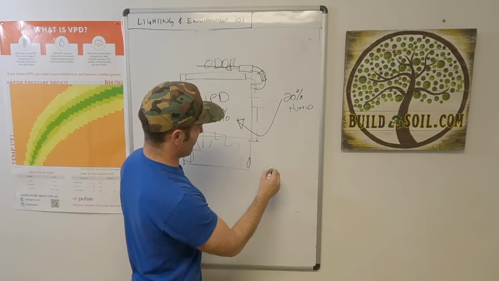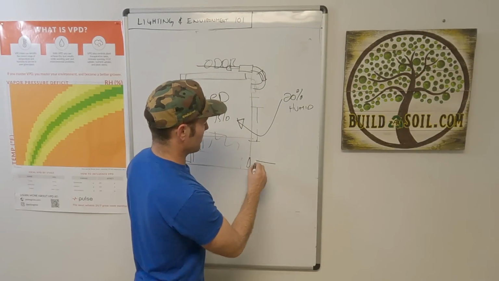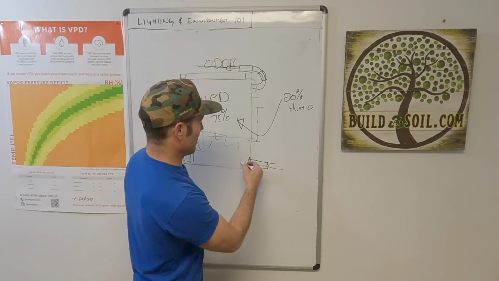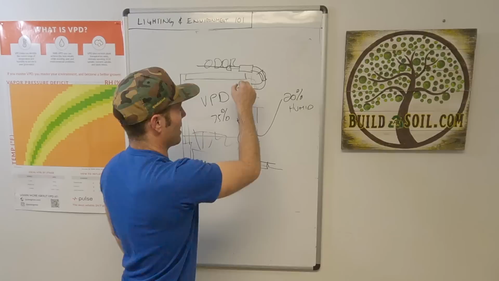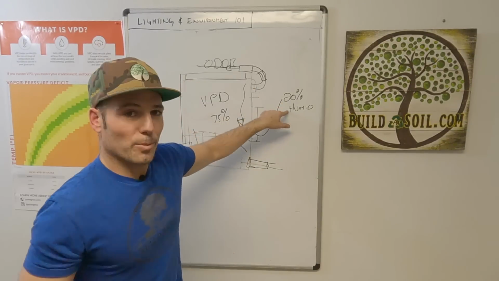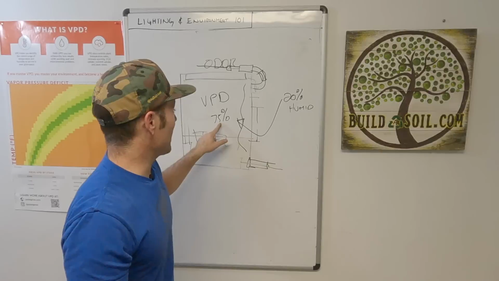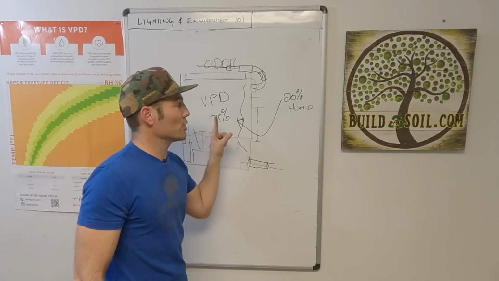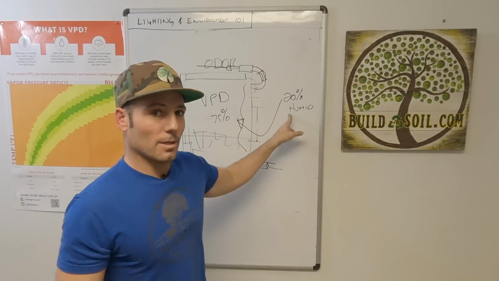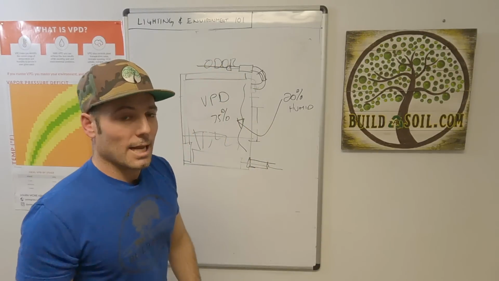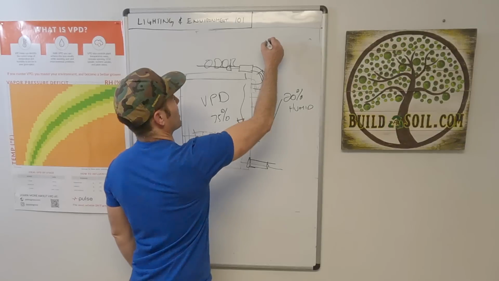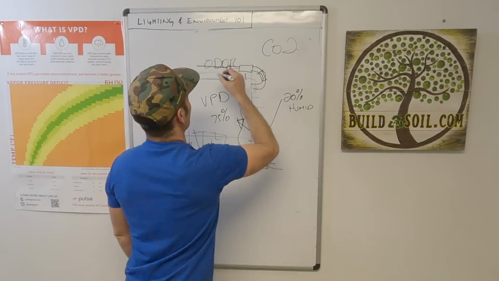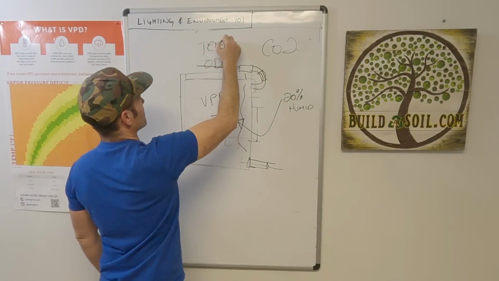Oftentimes I'll run my intake fan like this, and it'll just be going into the tent down low and exhaust up high where the heat rises, okay? But when you're taking 20% air in and expecting it to stay at 75%, as soon as you start exchanging this air, it's gonna lower the humidity. And the main reason why we have to exchange this air is for two reasons. One is CO2, and the other one is temps.